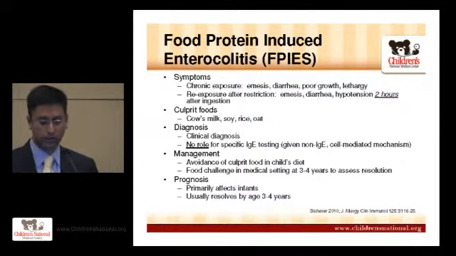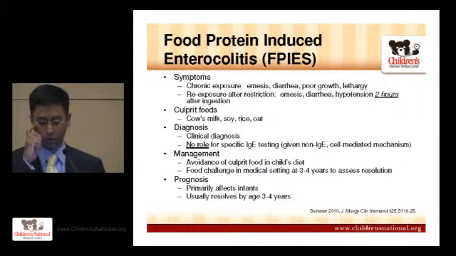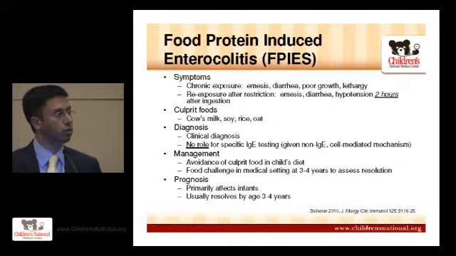The management is basically to avoid the culprit food in the child's diet and then to re-challenge usually about 3 to 4 years when we think most of the cases of FPIES are outgrown. And then the prognosis is quite good, as I mentioned. It usually is outgrown by early childhood.